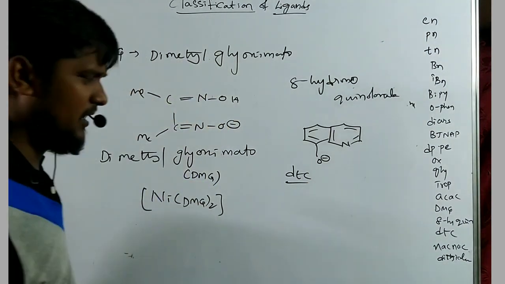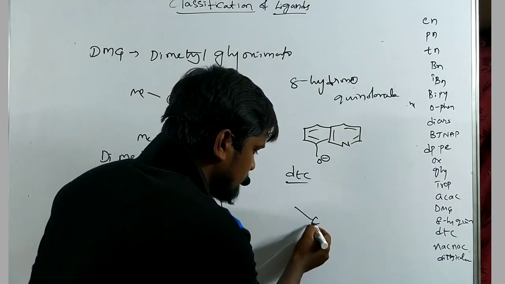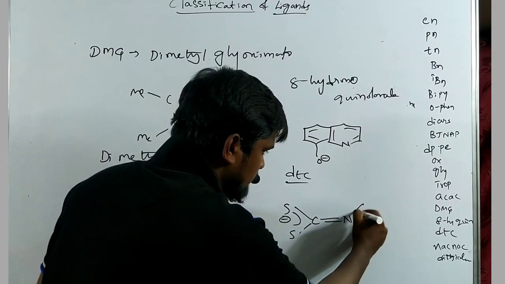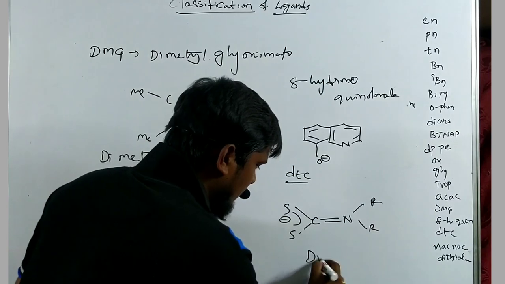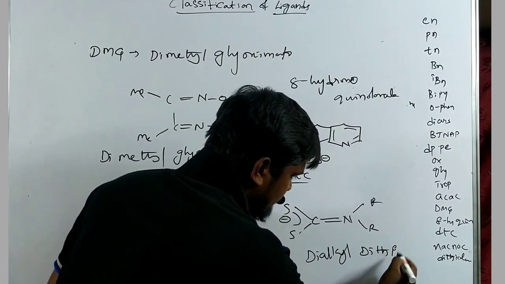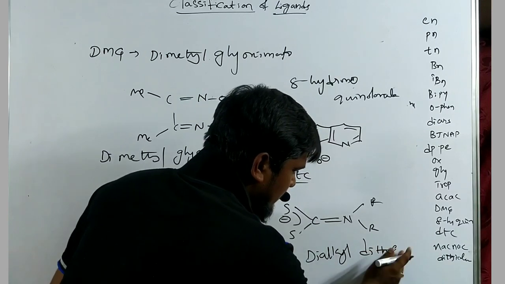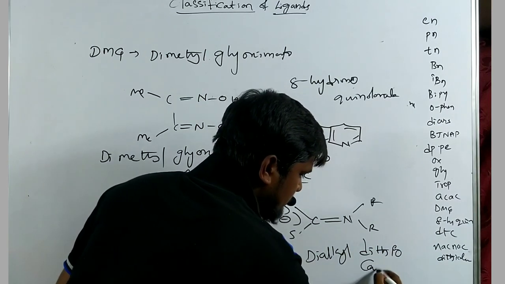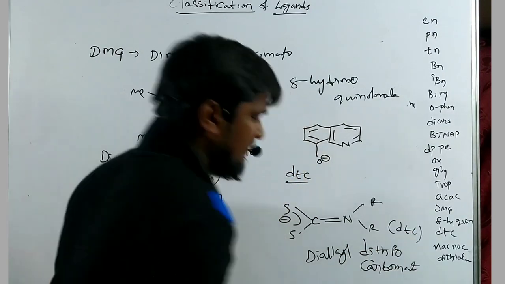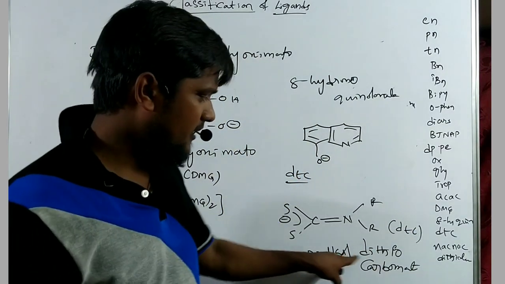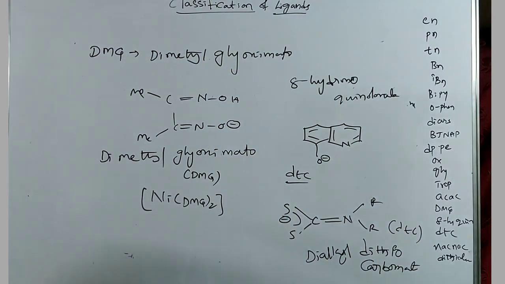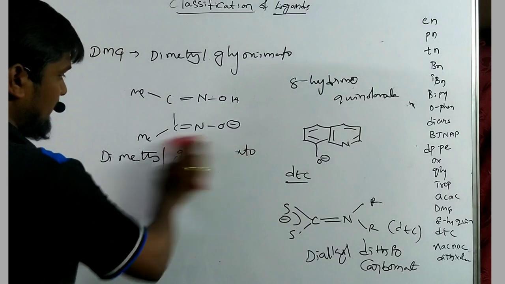The best example is dialkyl dithiocarbamate, which is simply known as DTC: dialkyl, D; dithio, T; carbamate, C. DTC is also a best example of bidentate ligands.